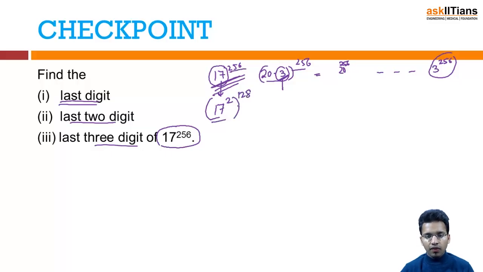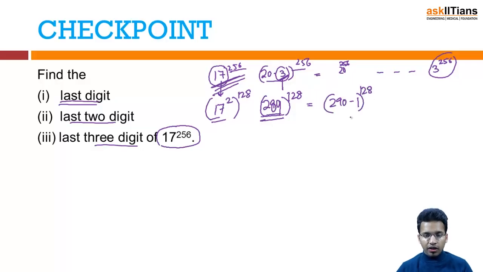If I take 2 here, now 17 square is clearly 289, raised to power 128. And this one clearly solves my purpose, because I can now write it as 290 minus 1 raised to power 128. Now in this one, as you can see, I'll start with 290 raised to power 128 and I will end up in 1 raised to power 128. So clearly 1 doesn't have any effect because it will be 1.